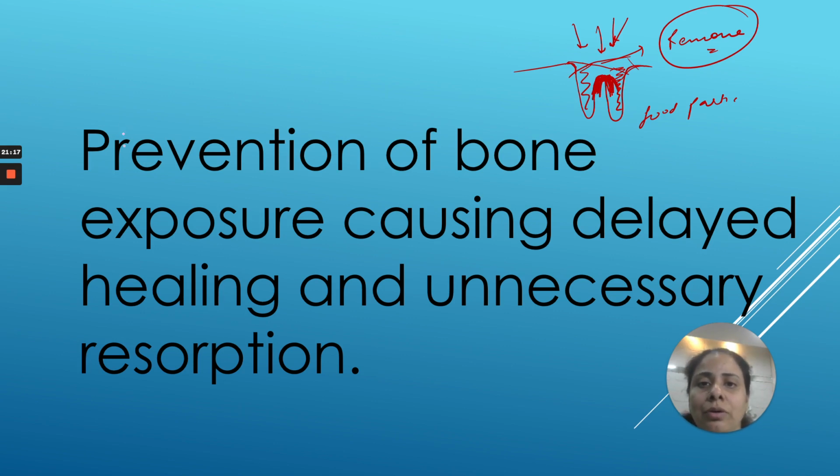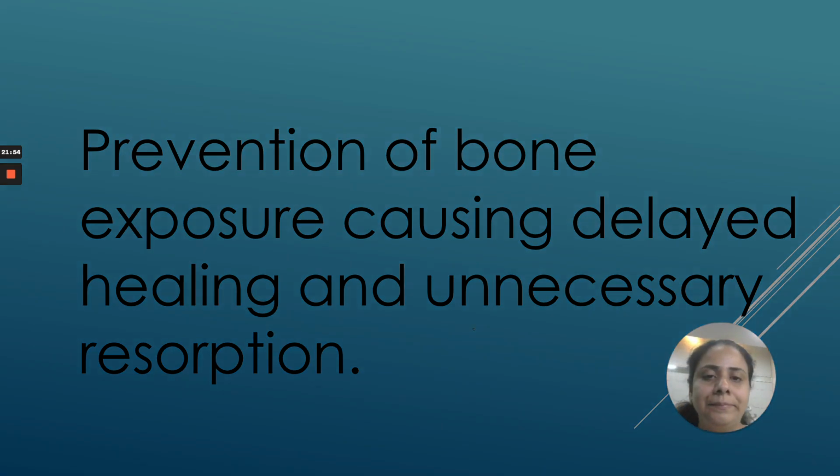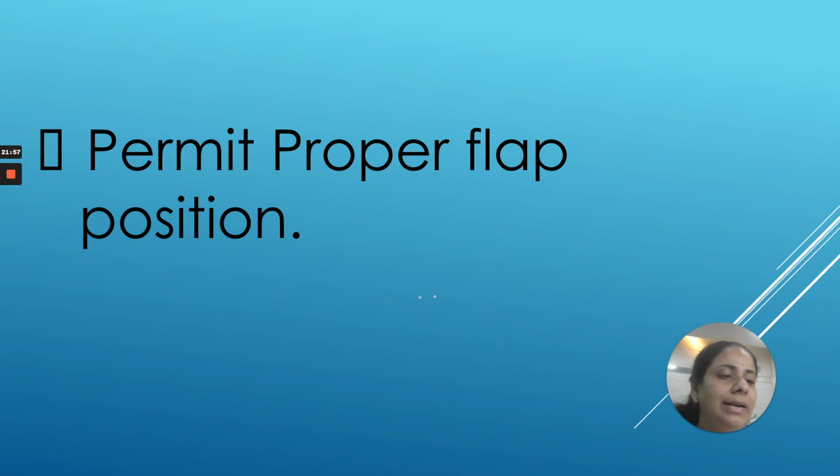Suppose if I'm doing an upper 6 extraction. This is the maxillary antrum. Okay, if I'm doing the extraction, there will be only a periosteal covering here. So I want nothing to go inside the wound. So if I place sutures here, my internal lining would be protected and my bone will not be exposed, and there will be good healing. Yes, definitely proper flap position. That is the aim of the suturing.